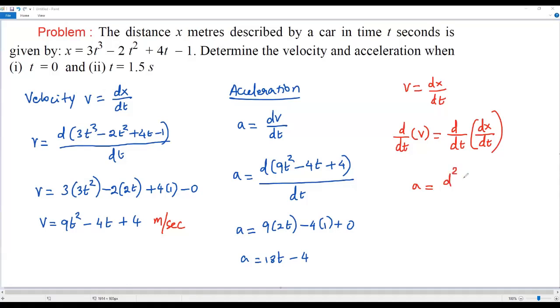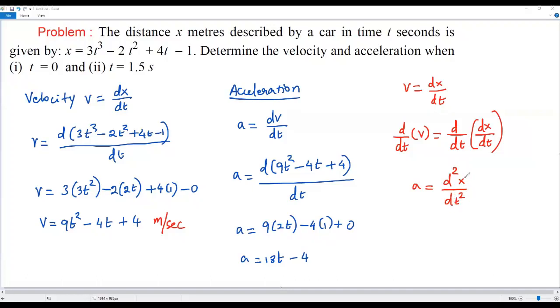So we find the derivative of x two times, so we have to put a square for d. This d square x means we find the derivative of x twice. That's why we put a square for d. The first time I find the derivative of x, I do it with respect to time. When I do the derivative the second time, I also do it with respect to time. So both times I do the derivative with respect to time, so I have to put t square.